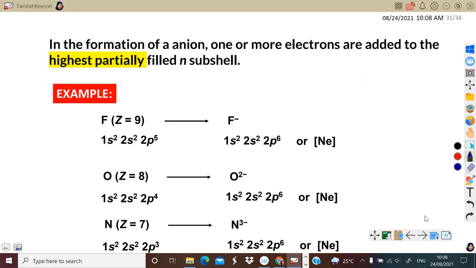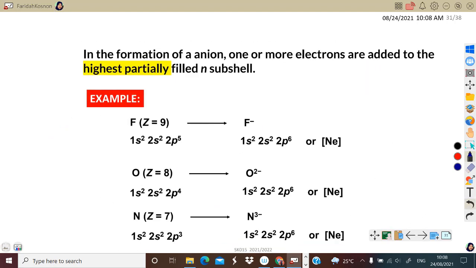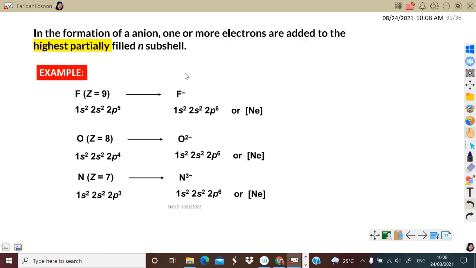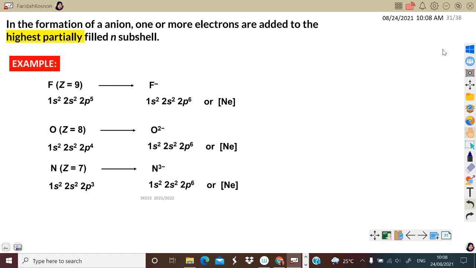Okay. Next, this is for anions. Kita ada sikit lagi part, memang panjang sikit lecture ini. Okay, kalau anion kita tahu, anion is formed when an electron is added to an atom. For example here, I have fluorine atom. So this is the electronic configuration. So when fluorine atom forms fluoride ion negative, maksudnya one electron must be added to the highest partially filled N subshell. Okay, jangan pening-pening. Saya mudahkan.